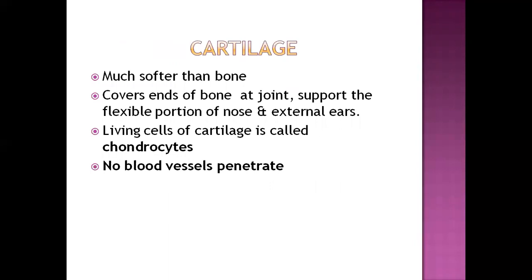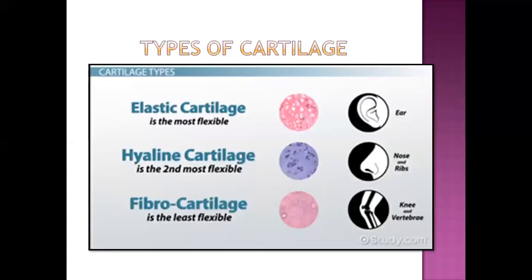Cartilage is much softer than the bone, and it is again made up of connective tissue that covers the end of the bones at joints and supports the flexible portion of the nose and the external ear. इसके अलावा हम बात करेंगे कि जो living cells of cartilage and they are known as chondrocyte, which is very important MCQs. And there are no blood vessels which penetrate in the cartilage as that in the case of bone.